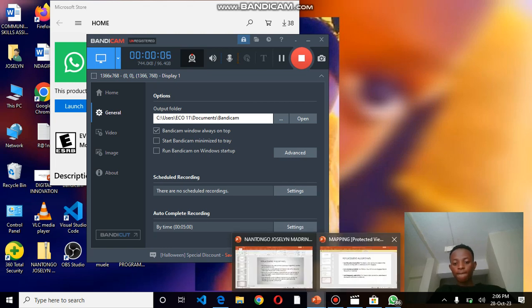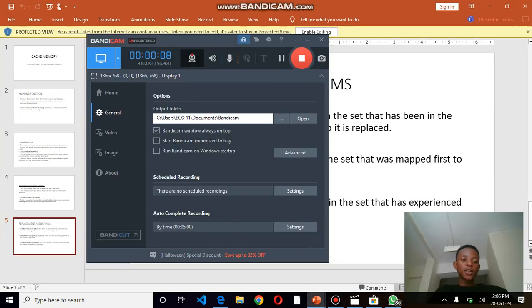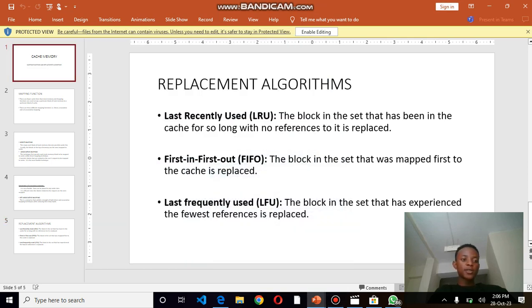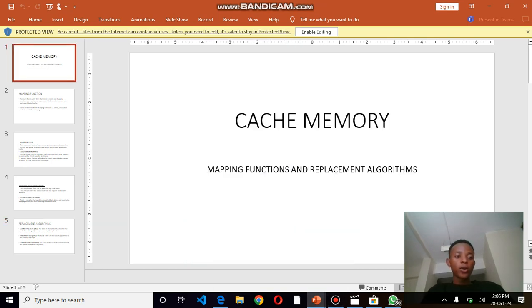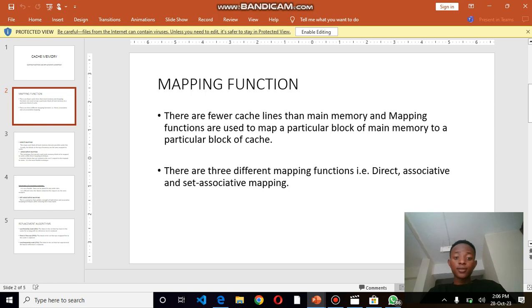I'm here to talk about cache memory, its mapping functions and replacement algorithms. So let's dive into mapping functions first.